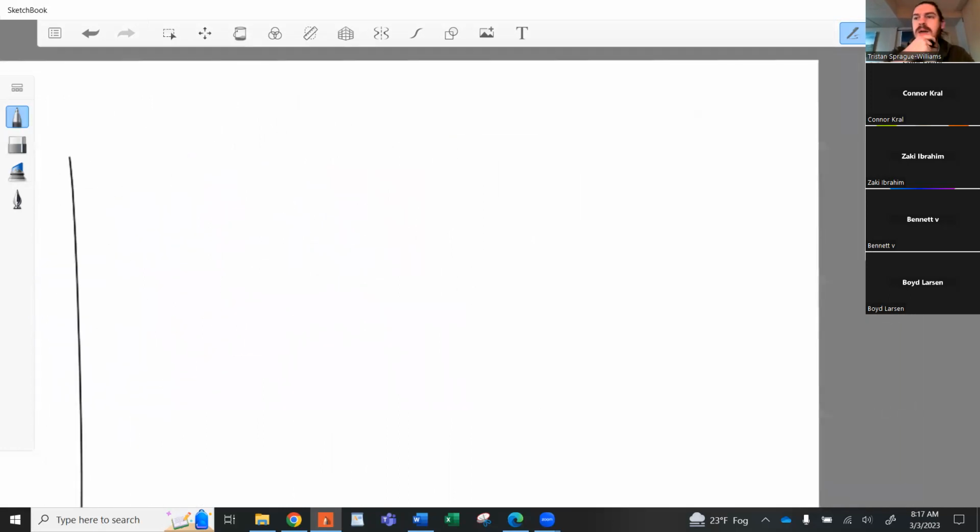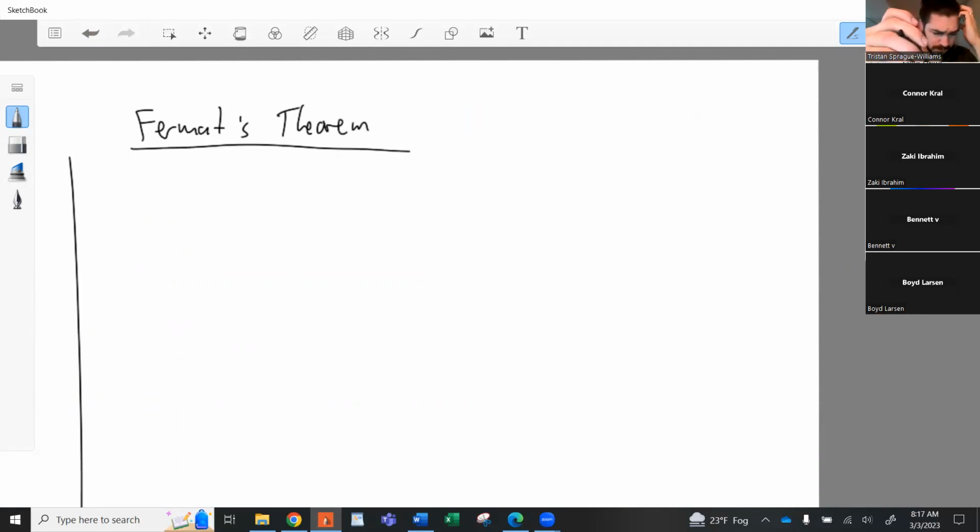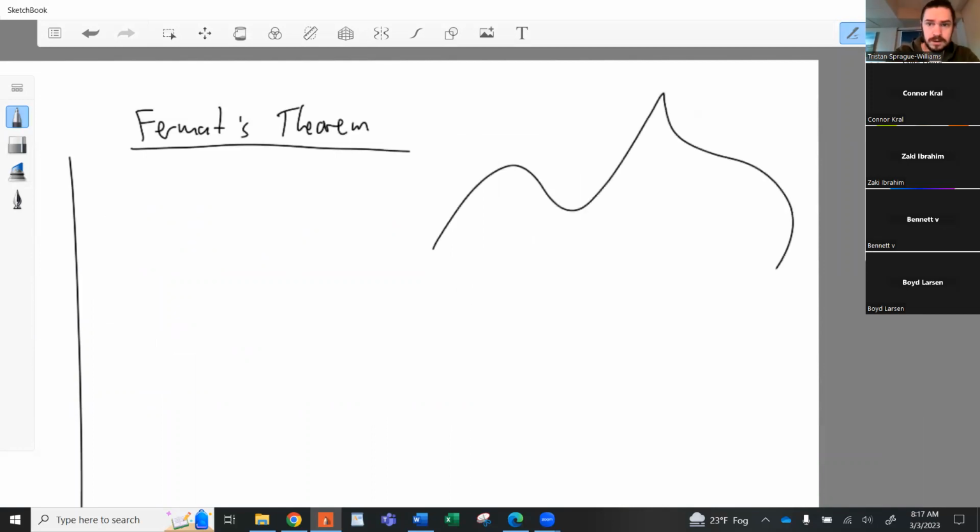Okay. So in order to be able to do this, we need another theorem. This is called Fermat's theorem. Fermat is a famous mathematician who had lots of different theorems, and this is just one of them. And here's the gist of it.